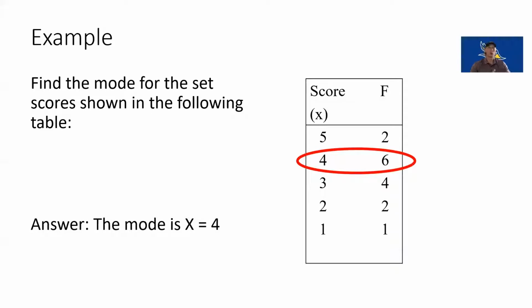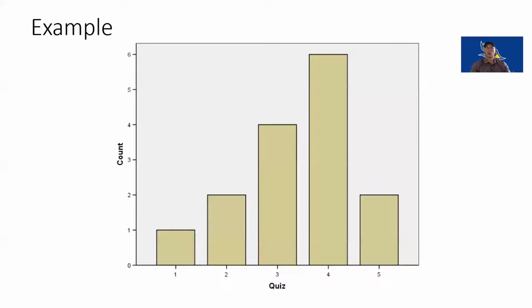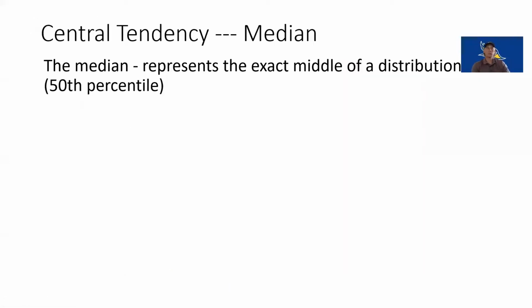Okay, so 4 is the mode, or the most frequently occurring score. It's also easy if we graph this. This is a frequency graph. We have a bar graph version here. So a score of 1 occurred 1 time, a score of 2 occurred 2 times, a score of 3 occurred 4 times, 4 occurred 6 times, and 5 occurred 2 times. So we know that the largest bar is our mode, or most frequently occurring score.